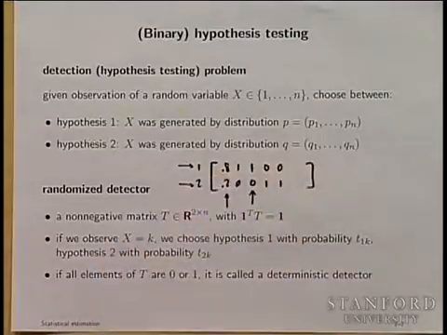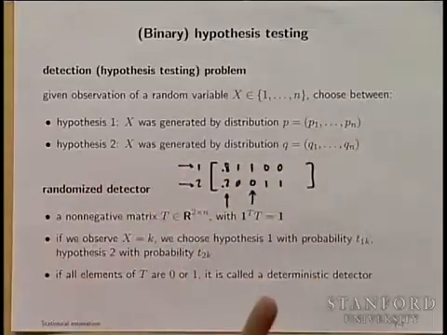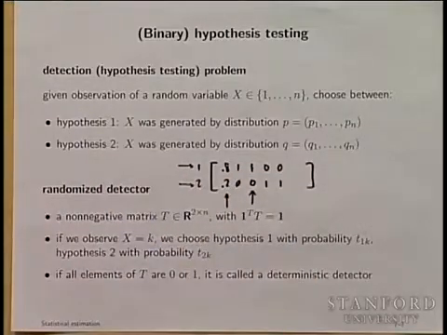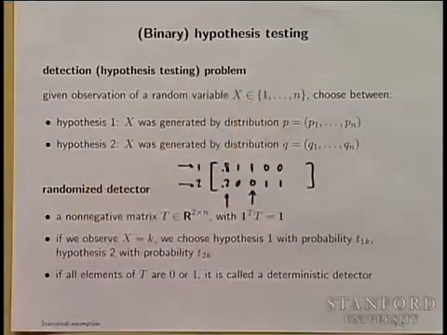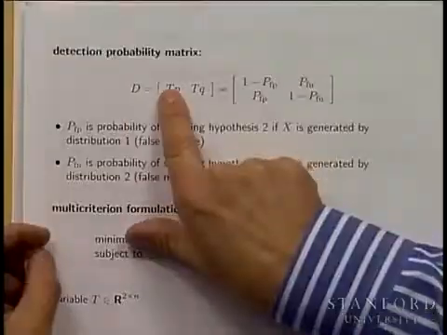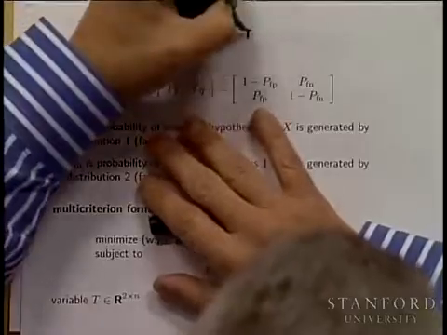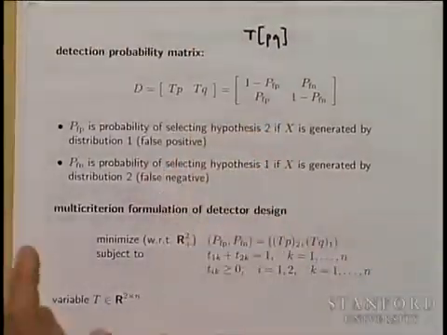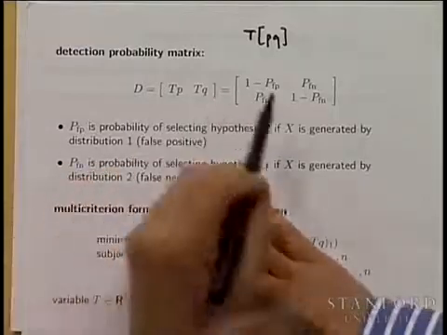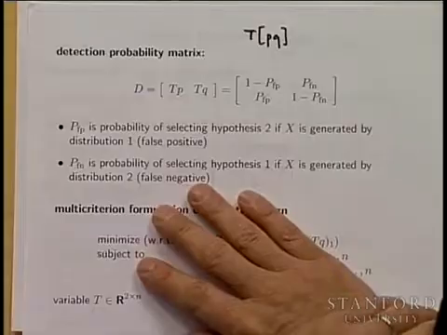And it describes a randomized detector. If you're uncomfortable with that, you just make it all 0, 1 matrix. Of course, there's a 1 in each column, and this becomes an encoding of a partition of the outcome space. Okay. Now, if I simply multiply this matrix T by P and Q, then I get 4 probabilities here, and they're actually quite interesting. So I'll tell you what they are.